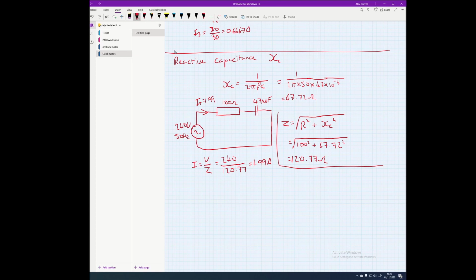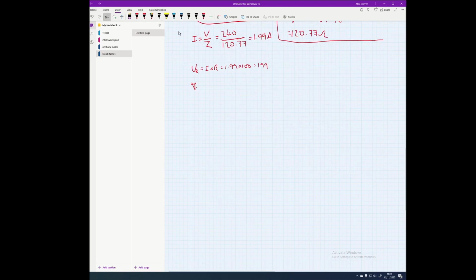Then from there we can calculate the voltages across both of them. So we know the current, we can calculate the voltage across them. So we'll call it VR, the voltage across the resistor, has got to be equal to I times R, which is equal to 1.99 times 100, which equals 199. And then VXC is going to be equal to I times XC, which equals 1.99 times 67.72, which equals 134.57. In both cases, volts.